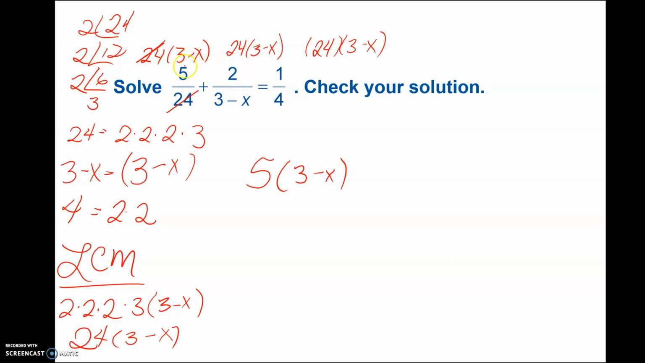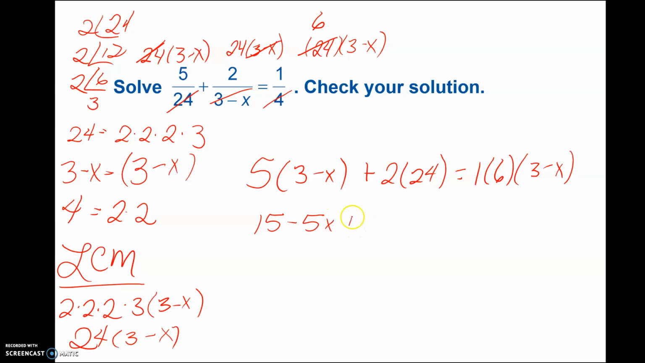5 comes from here, and the 3 minus x there. This 3 minus x will cancel, and I'll have this plus 2 times 24. And this 4 will go into 24 6 times. So I have 1 times 6 times 3 minus x. Distribute out here so we can simplify. So after that, it's kind of just solving. 15 minus 5x plus 48 equals 1 times 6 is 6 times 3 is 18 minus 6x.